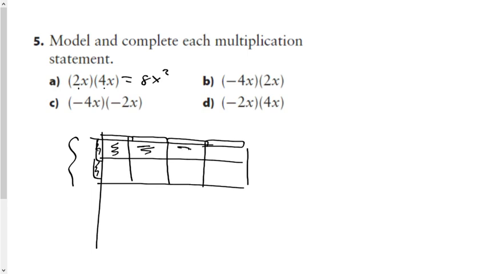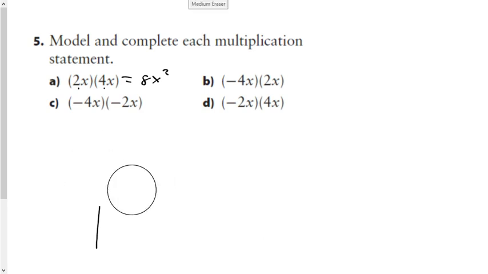These will all be positive because a negative times a negative is a positive. And I'm too lazy to do the last one, but you all get the idea. We're all smart enough to figure out what D is. The answer is negative 8x squared.